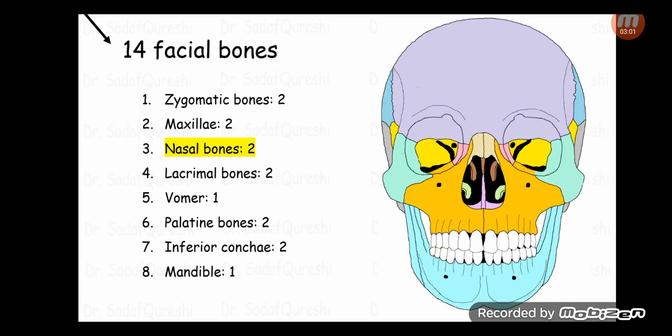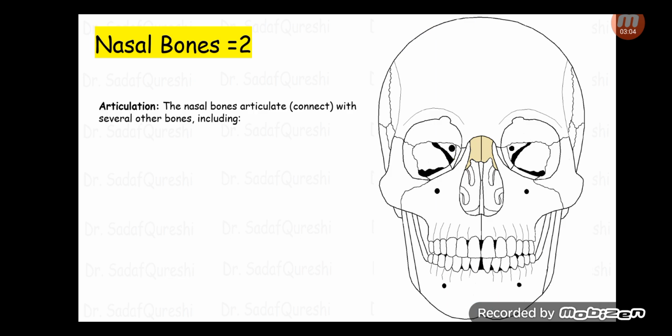Next, we will talk about the nasal bone. Nasal bones are two in number, that means they are paired. If we talk about the articulation, the nasal bone articulates with several other bones, including the frontal bone at the top and thus forms the bridge of the nose.